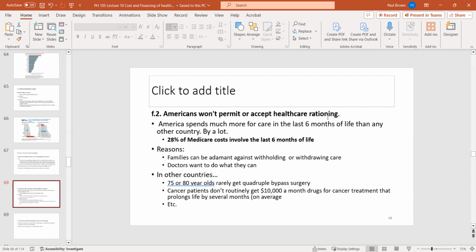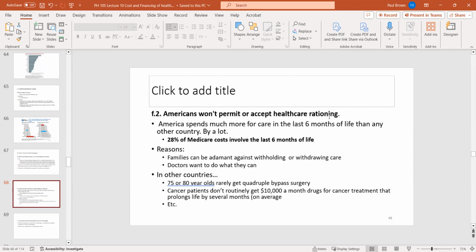There's also the idea that in other countries, they're much more accepting of not giving heroic care at the end of life. For example, there are estimates that 28% of Medicare costs involve the last 6 months of life. That's called heroic medicine, when you try to do everything you can to keep someone alive, but really, even in the best circumstances, you're only going to keep them alive for another week or so.